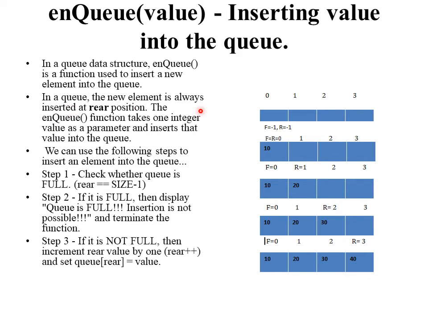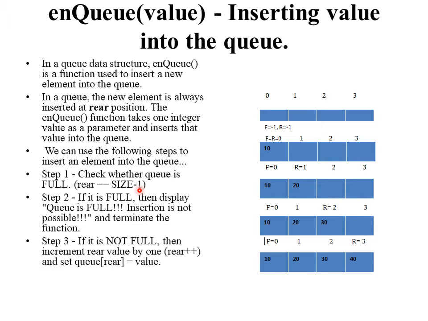In a queue the new element is always inserted at the rear position. The enqueue function takes one integer value as a parameter and inserts that value into the queue. Next, we can use the following steps to insert an element into the queue. What are the steps? Check whether the queue is full, that is, rear equals size - 1. When rear comes to here, if I try to insert, what happens? What is size here? I have told that it is 4.